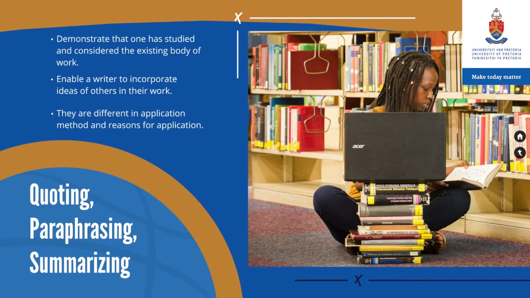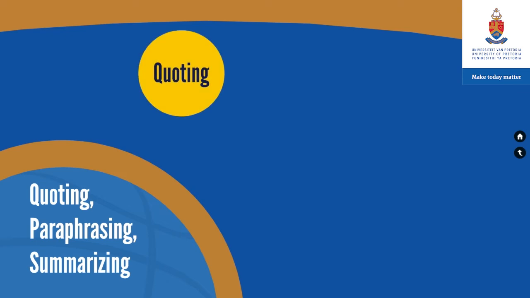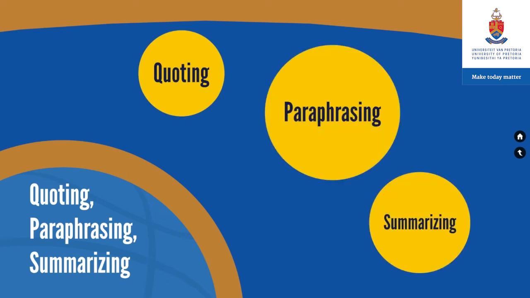Quoting, paraphrasing, and summarising. Let us now look at quoting, paraphrasing, and summarising. These are some of the academic writing techniques that you will commonly use. They all allow you to demonstrate that you have studied and considered the existing body of work. They also enable you as a writer to incorporate the ideas of others into your work.